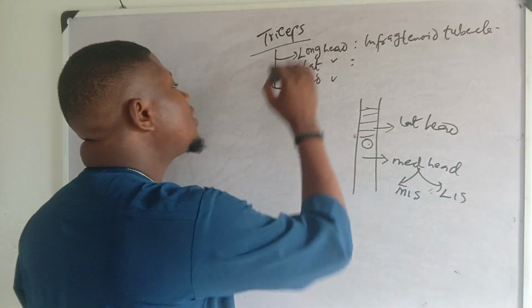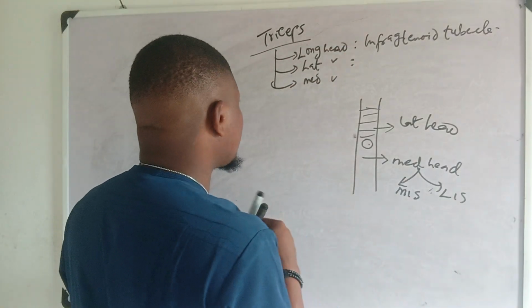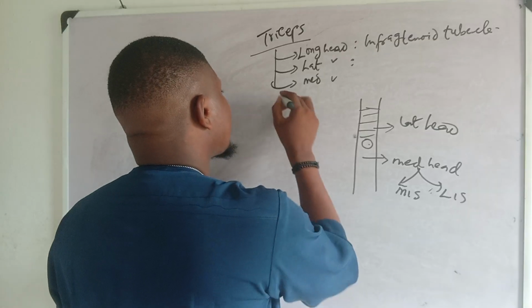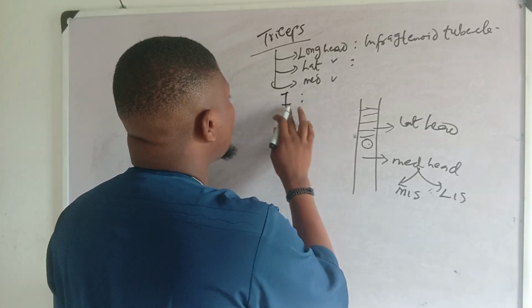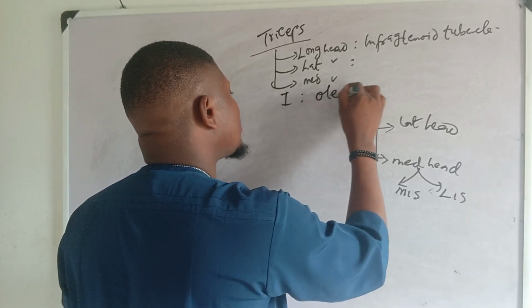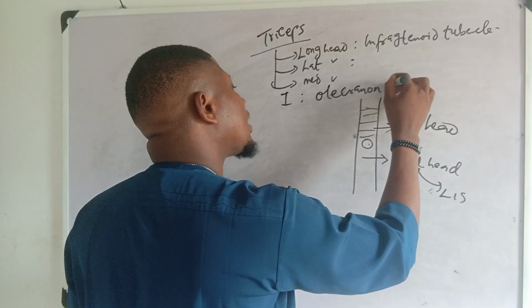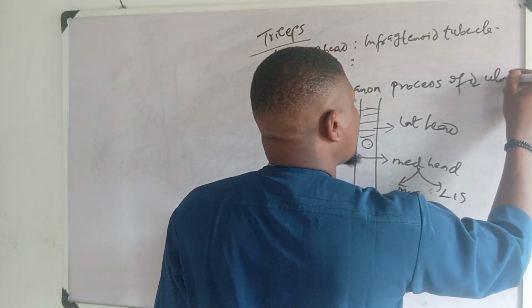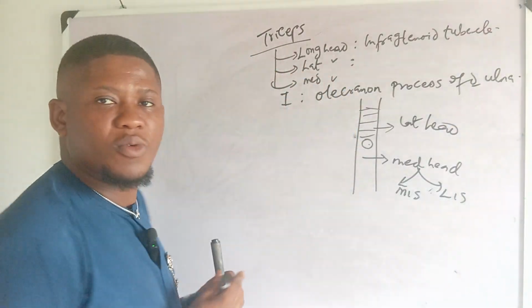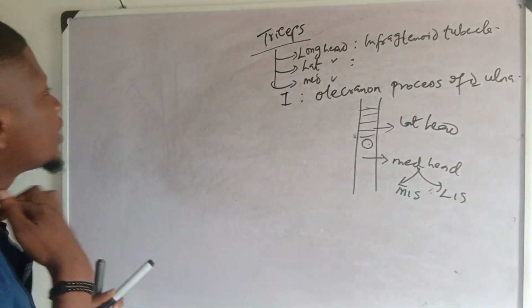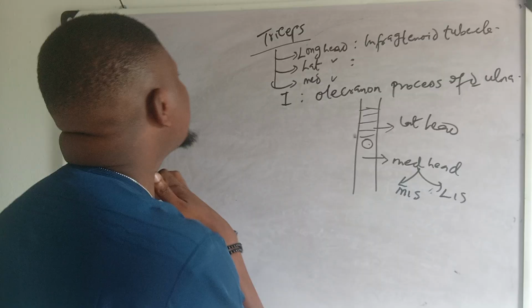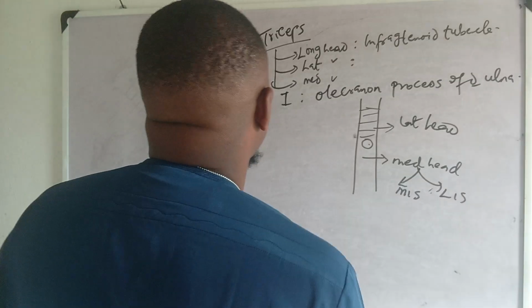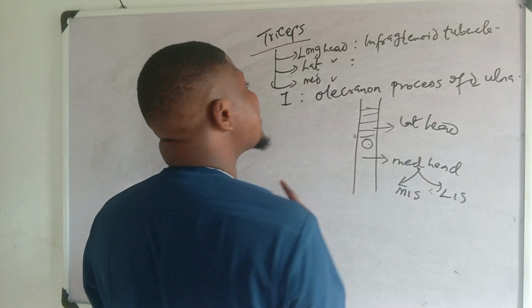Okay, then insertion, all these 3 heads unite to insert at the olecranon process of the ulna. Olecranon process of what? The ulna. Okay. Then we have done the origin, we have done the insertion, then the action. So nerve supply is radial nerve.